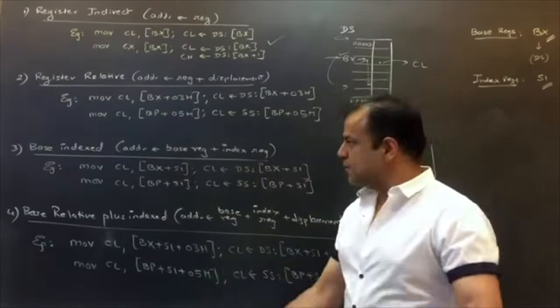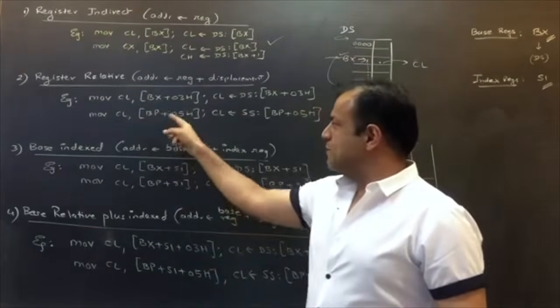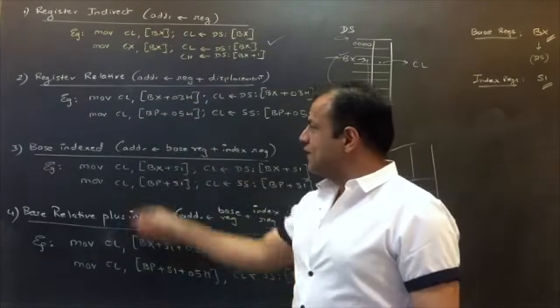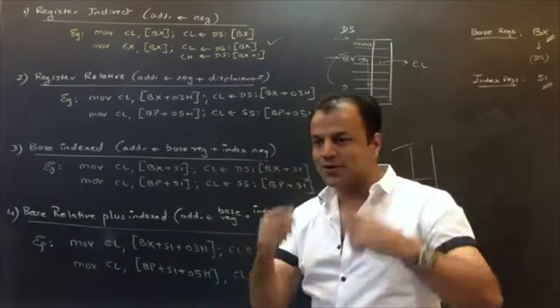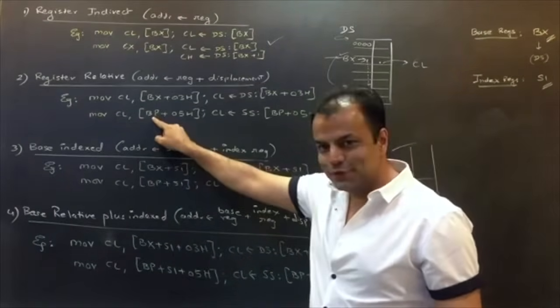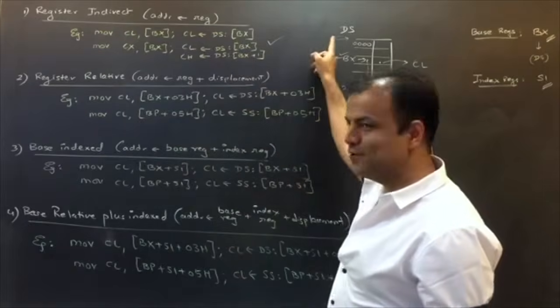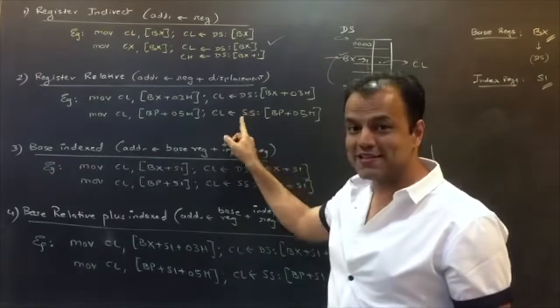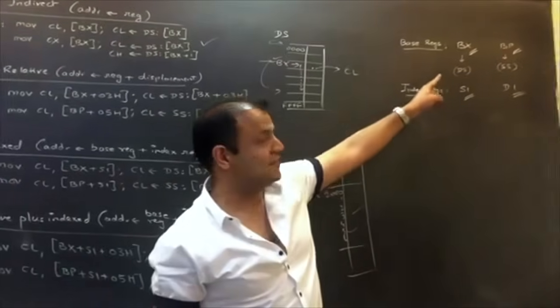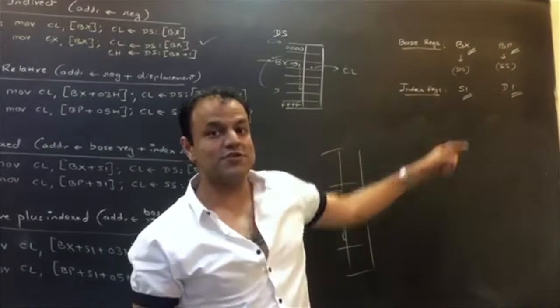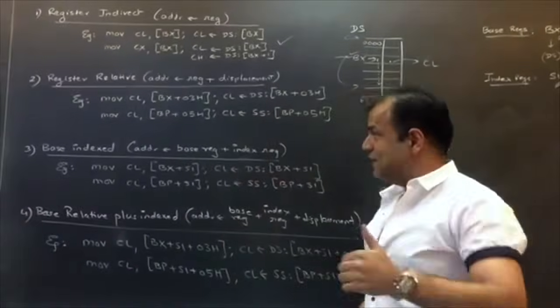So one more example, come on. MOV CL, [BP plus 5]. Who's getting the data? Again CL. From which location? BP plus 5. The point to understand over here is, because we've used BP, the operation will not happen on the data segment, the operation will happen on the stack segment. Remember I told you, BX, SI and DI work on the data segment. BP is the odd one out, which works on the stack segment. Just keep that in mind.